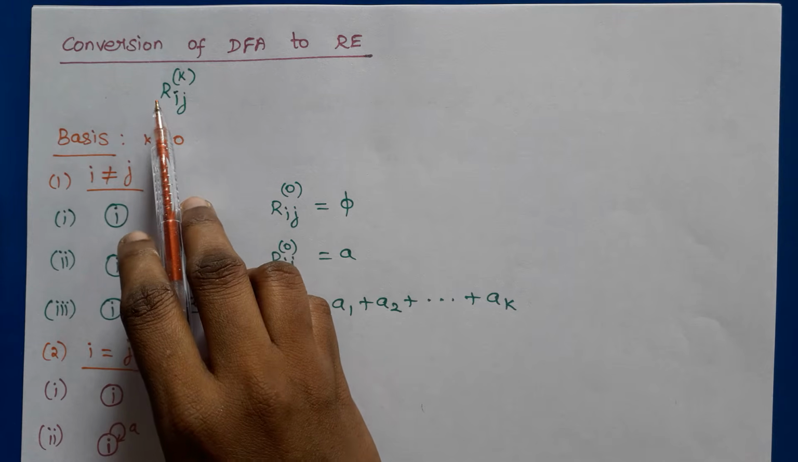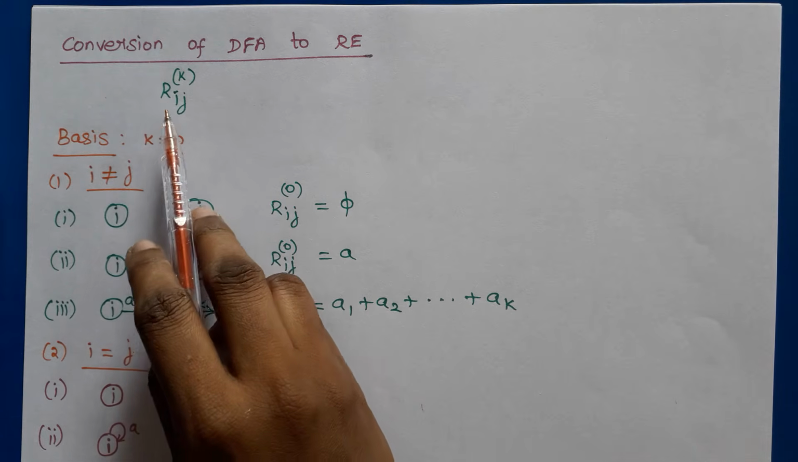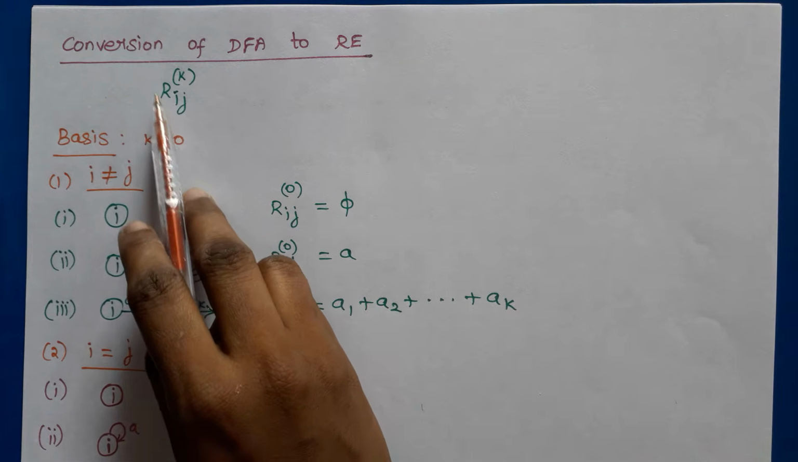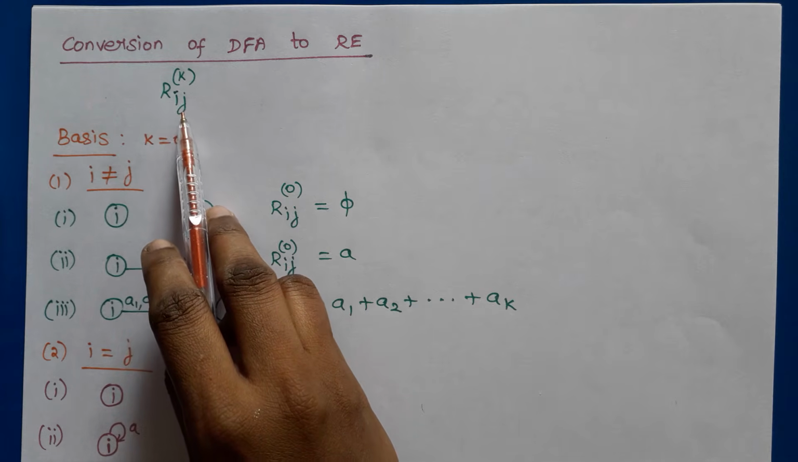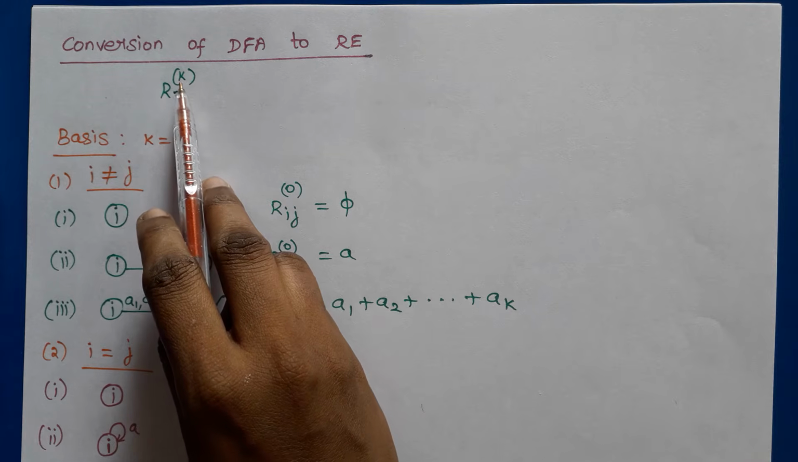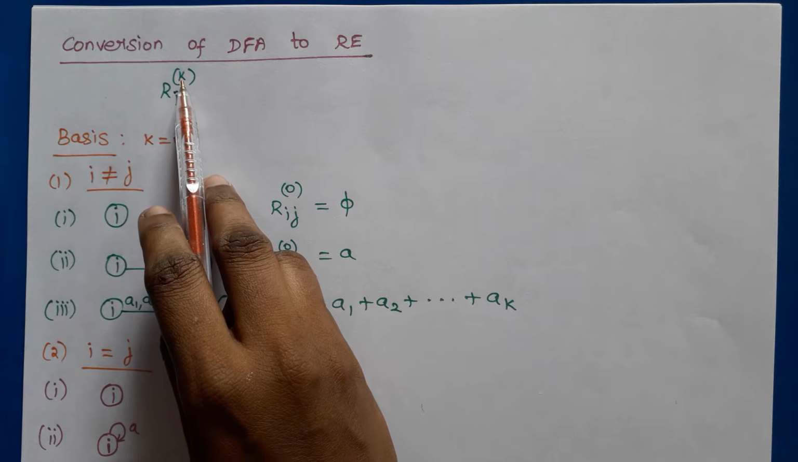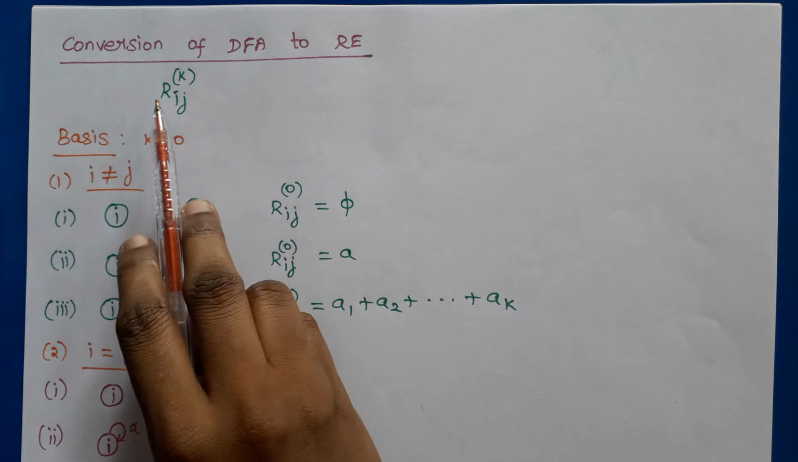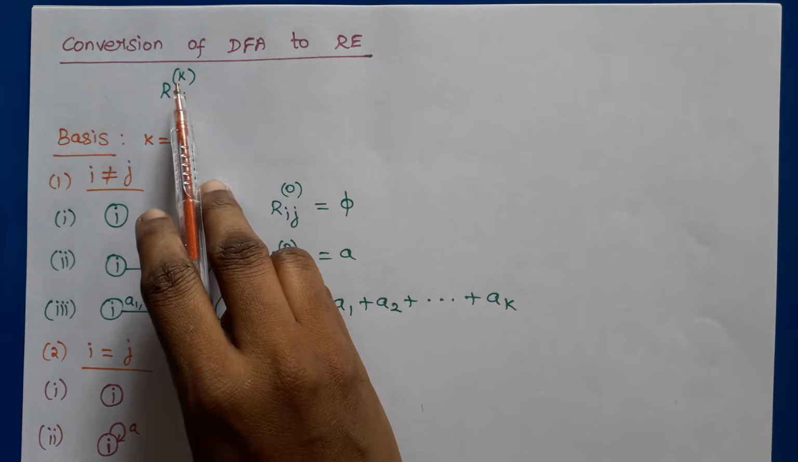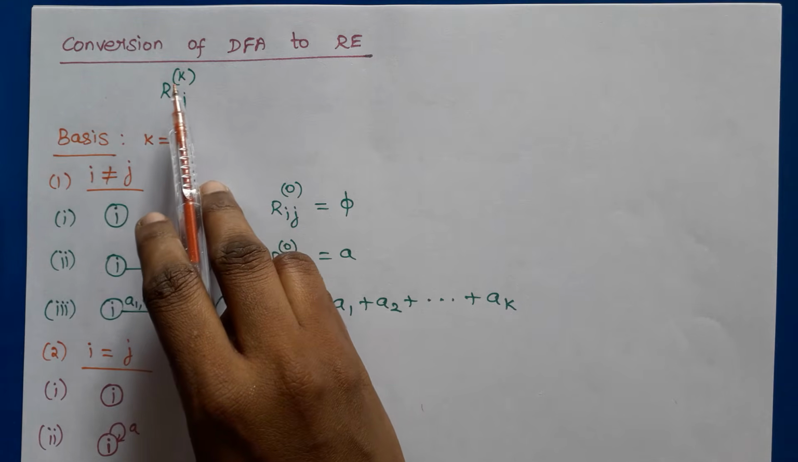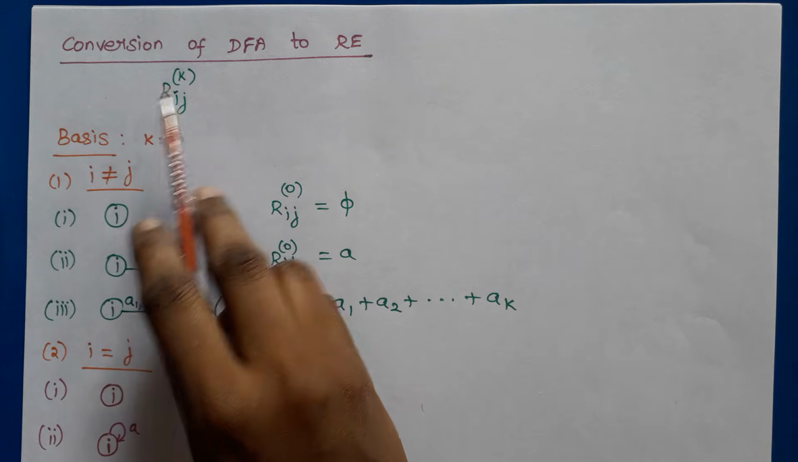That means we will obtain the final regular expression from the DFA using this formula. Here R represents the regular expression, i means the start state, j the final state, and k represents the number of intermediate states. This k cannot be greater than the total number of states of the DFA. If the number of states of the DFA is 3, then k can be taken from 0 to 3. So it cannot be greater than the number of states of the DFA.